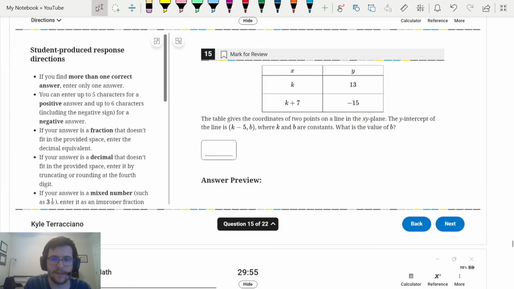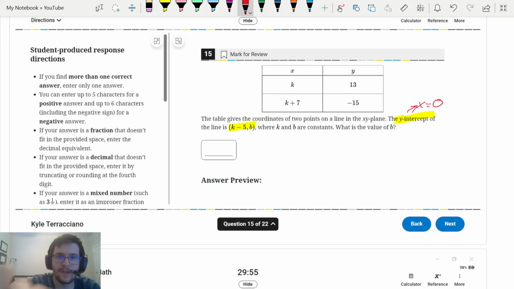All right, let's do 15. So it says the y-intercept is k minus 5 comma b. So remember, y-intercepts always have x equals 0. So that means that x, which is k minus 5, is equal to 0. So that means k minus 5 is equal to 0. And that means k, if you add 5 to both sides, k is equal to 5.